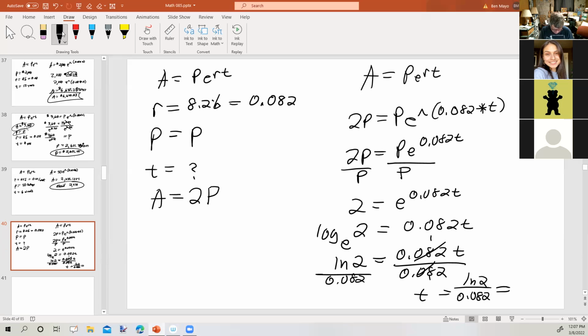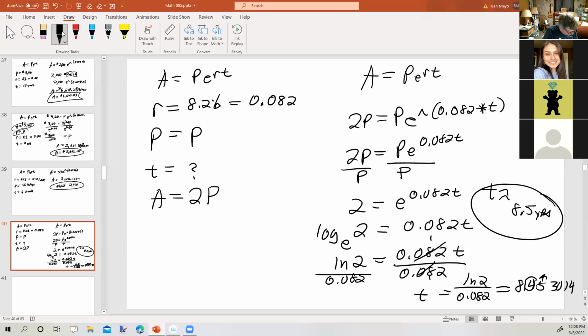And let's see what that is. Natural log of 2, close it up, divided by 0.082. Comes out 8.453014, etc. And they don't tell us where to round, but I see that they rounded to the nearest tenth of a year. The 5 would round up, so it's going to be approximately 8.5 years. Okay. Any questions about that?